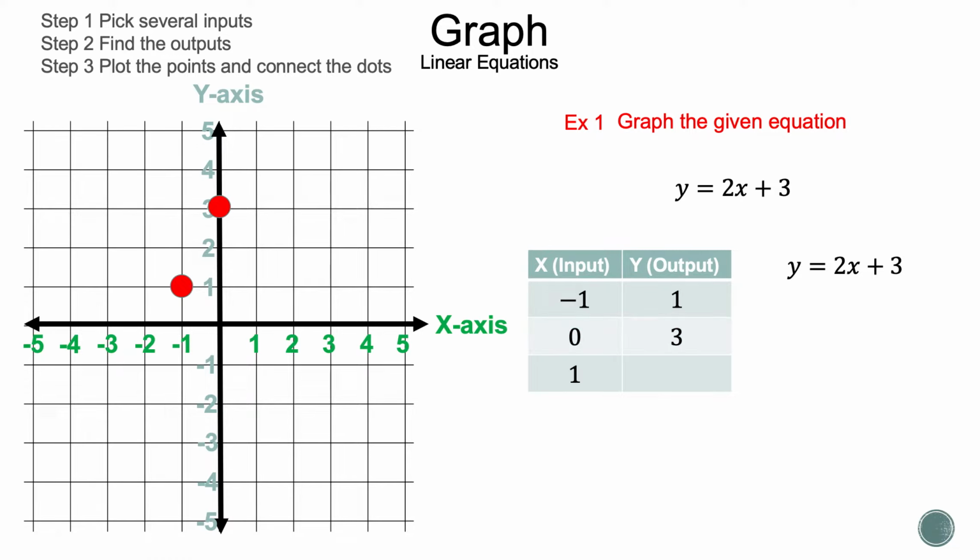Now let's take a look at the last input. Substitute 1 into the equation. Now we have 2 times 1 plus 3. And 2 times 1 is 2. Now we have 2 plus 3, and the result of that is 5. So we have our last coordinate point, and we're going to go ahead and plot that onto the graph, and we have 1, 5 as our last point.